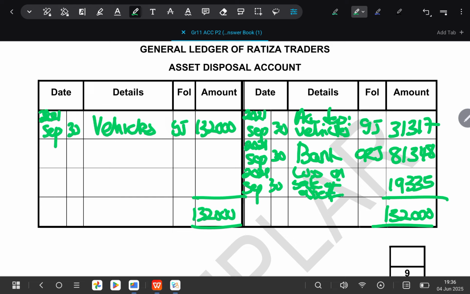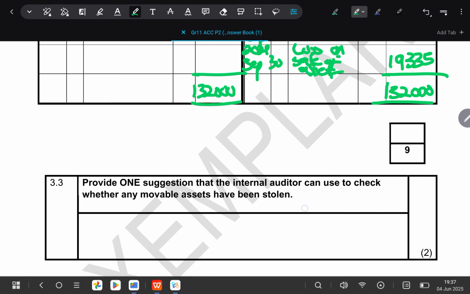And then remember guys, if we donate, we would have written donations, if it was taken for personal use, drawings, if it was traded in, creditors control. So you need to remember those things, the different methods that you can dispose of your asset by. And so we are done with that.